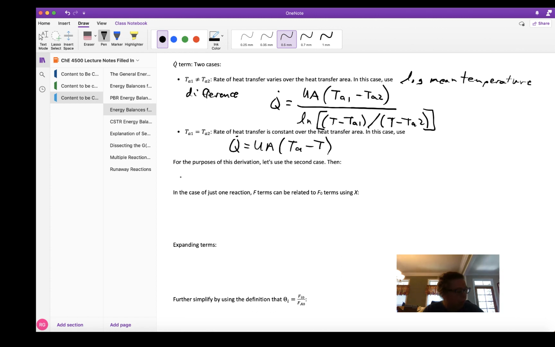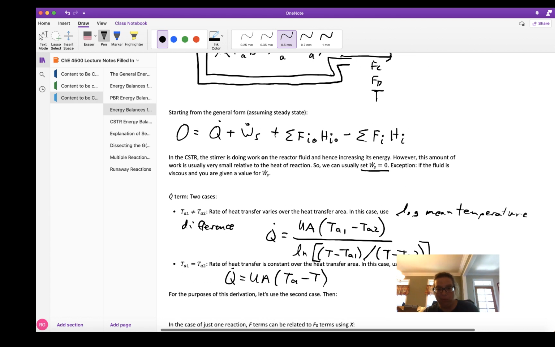So most of the time in this class, we're going to use this example. I can't even think of an example off the top of my head where we use the log mean temperature difference. So let's carry out the derivation using this term. Okay, so in that case, we've made the assumption that Ws goes to 0. We have an expression for Q dot. All we have to do now is fill in the terms for the F times H.